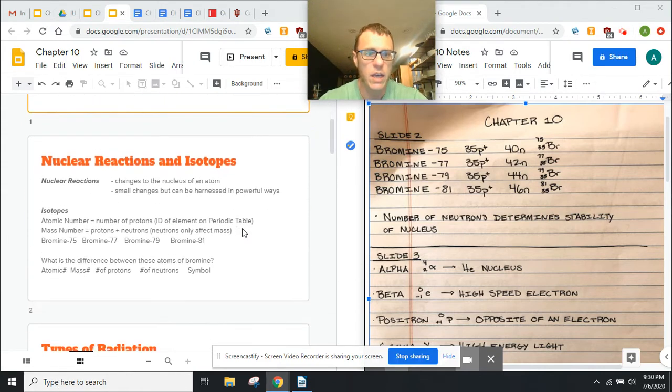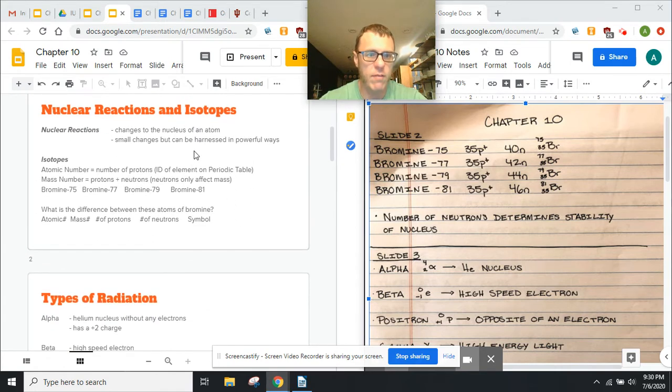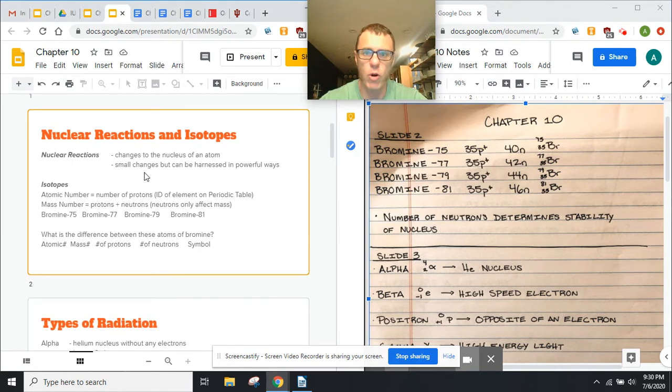All right. And so, here what we have is just some vocab. Slide number 2, nuclear reactions. Here we have a change in the nucleus of an atom, so we're changing what element we're dealing with. These real tiny changes can be harnessed in a lot of different ways, and they're pretty cool. So isotopes have the same number of protons but different number of neutrons.